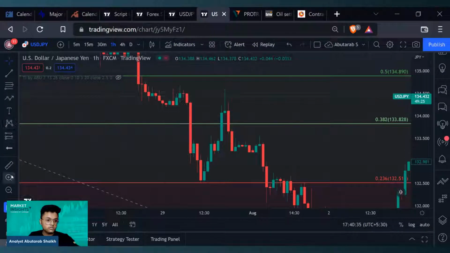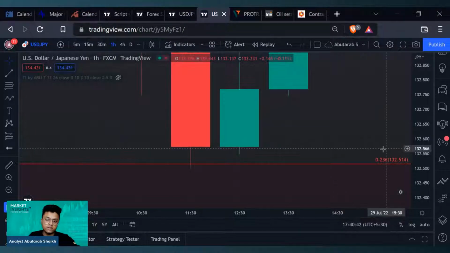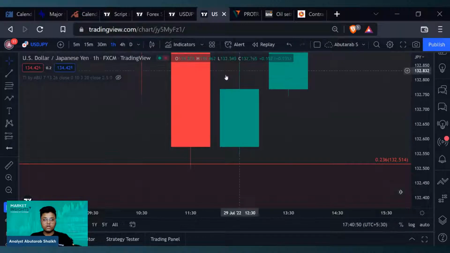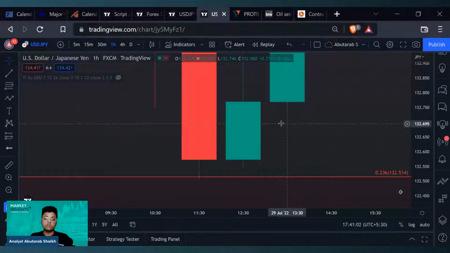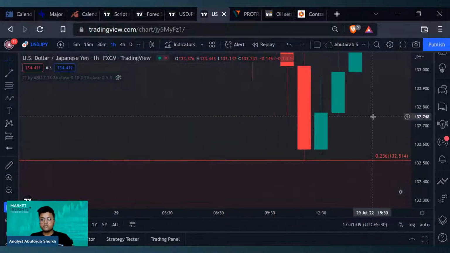Although, yeah. So the thing is, look at this again. How precise this level can be. 23.6, another important level in Fibonacci retracement. 132.514, look at this beautiful line. Just look at the low here. This is the red candle, look at the low. 132.500, isn't it? 132.500. What was it here? 514, right? So a 1.4 pips difference. So how precise this is, only 1.4 pips.